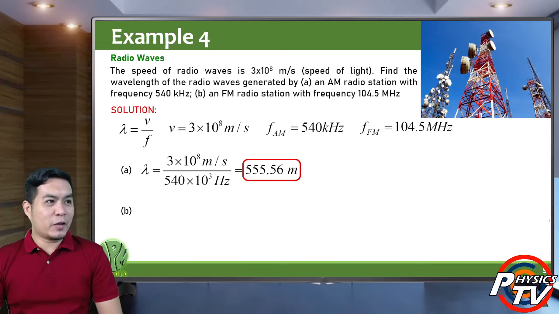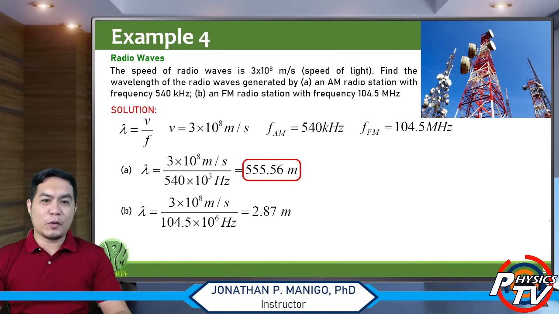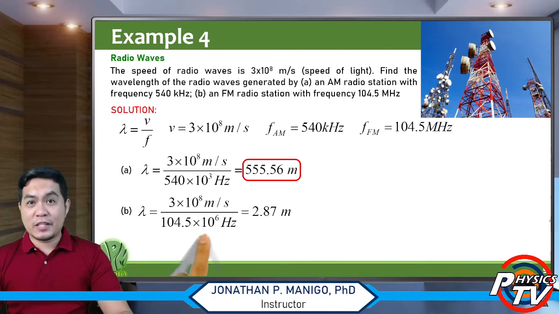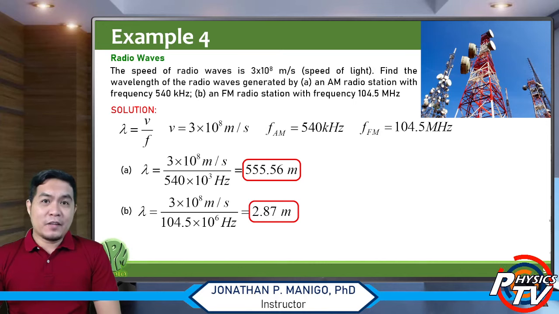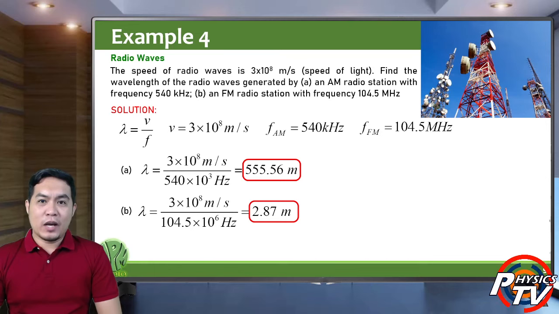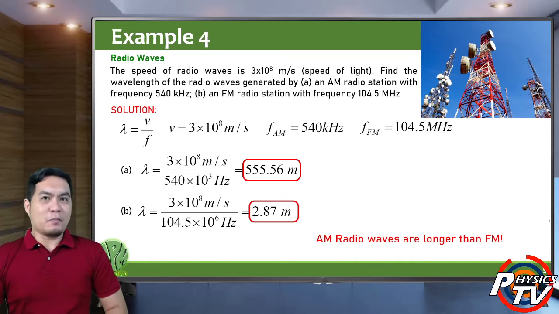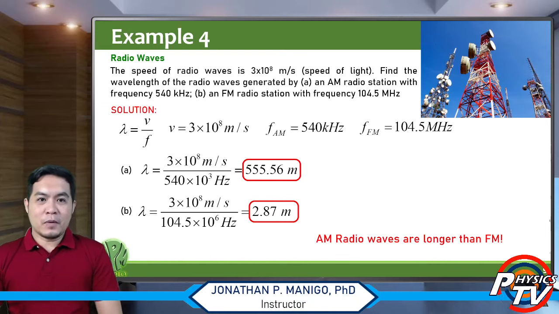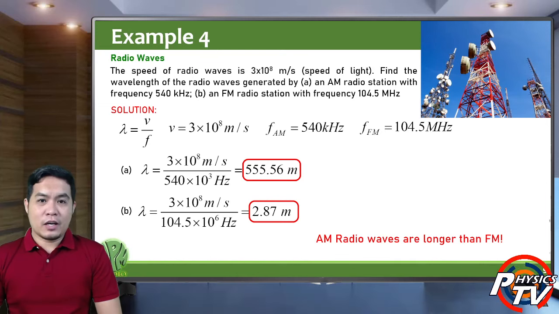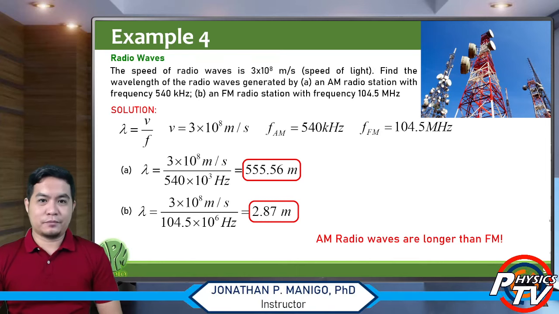For letter B, the wavelength for an FM radio station with a frequency of 104.5 megahertz. Mega means times 10 to the 6, or 1 million. And you will get 2.87 meters. So the wavelength of AM radio waves is very much longer compared to FM radio waves. But again, they are electromagnetic waves.